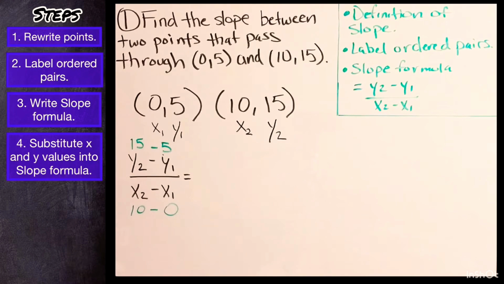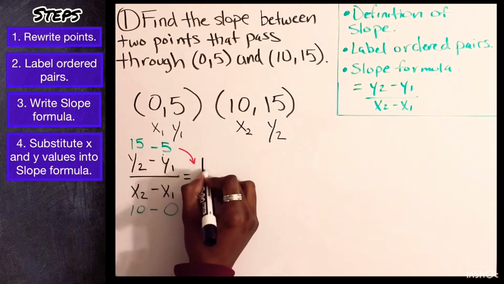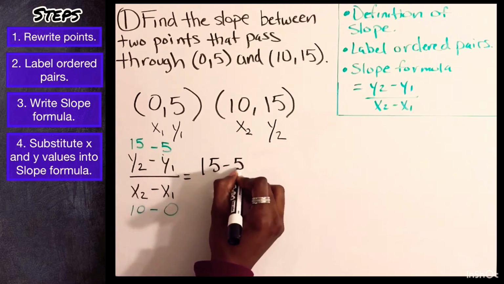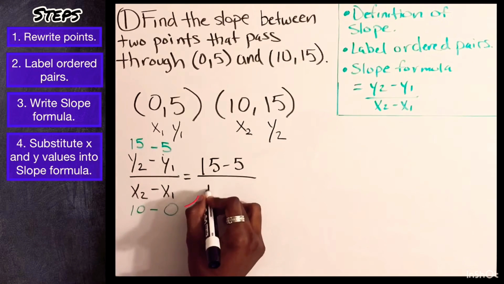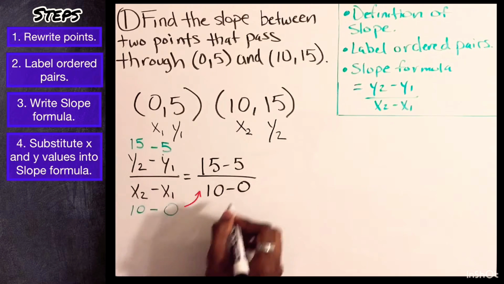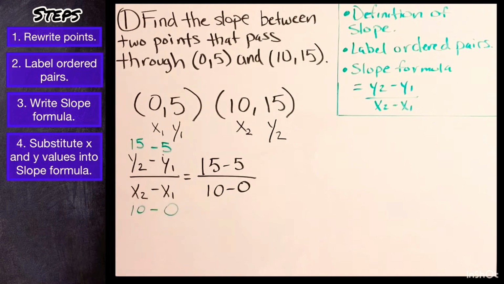Now that I've done that, I'll go on to what I told you in step 4, which is to substitute all x and y values into the slope formula. I'll do that right here. So I'm just taking the 15 minus 5 and putting it in the numerator. And then I'm going to put the 10 minus 0 in the denominator. Keep everything nice and consistent.